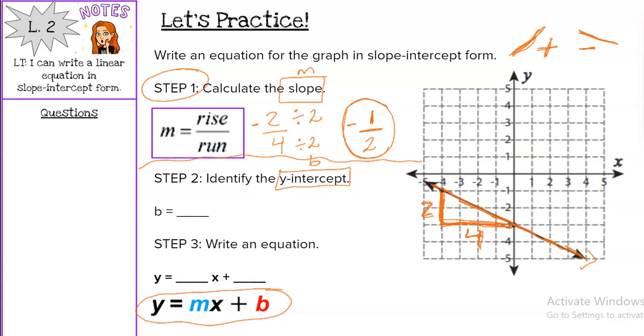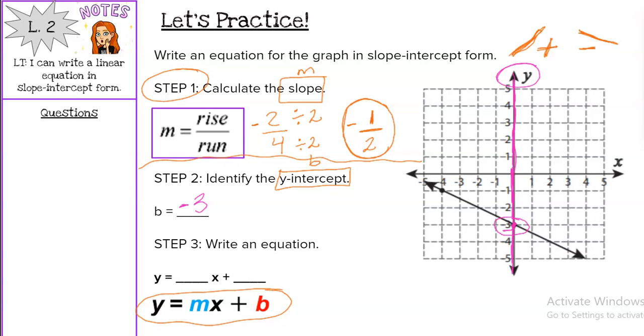And then we just need to identify our y-intercept. So I'm going to clear my graph here. Identify the y-intercept: we go to the y-axis. And where does our line touch the y-axis? Well, it touches right here at negative 3. So our y-intercept is negative 3.